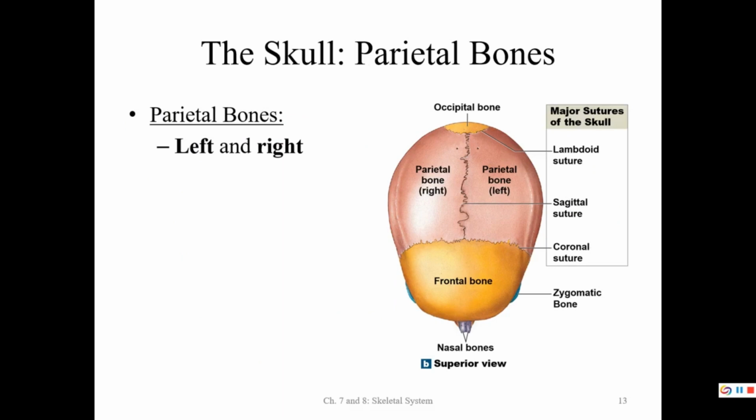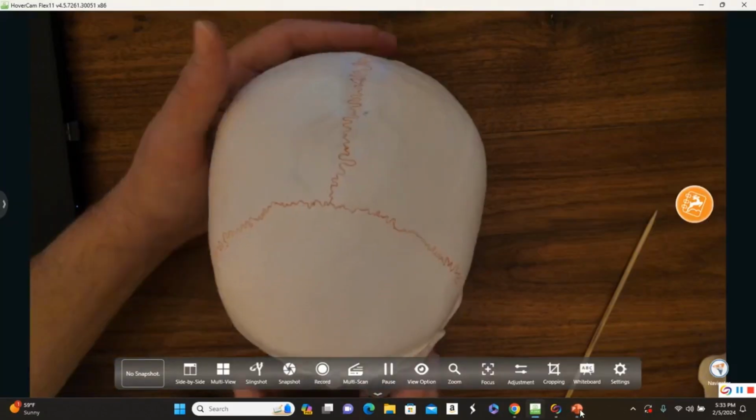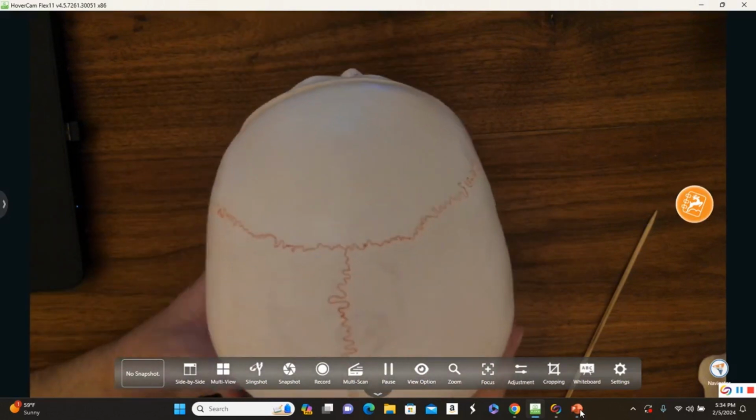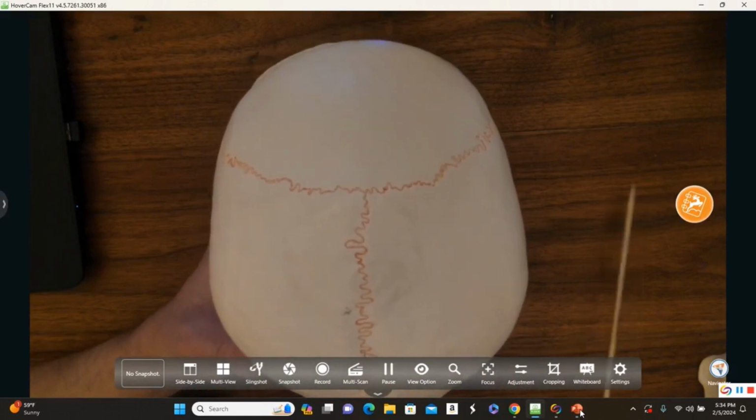Now, parietal bones. There's left and right parietals. Now I'm going to turn it around like this. We're going to look here. Here we have the parietals. We have a left parietal and a right parietal. These are the two parietal bones. Okay.